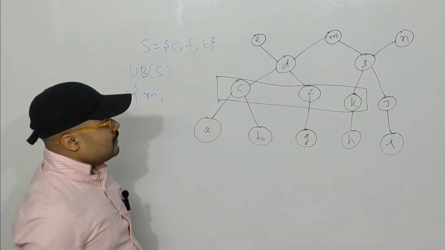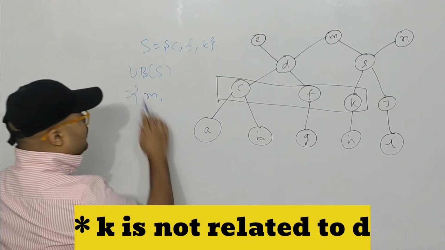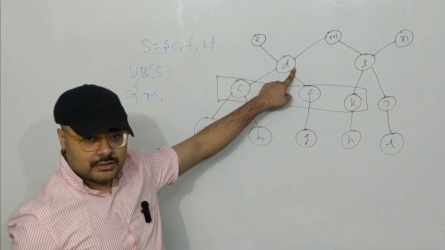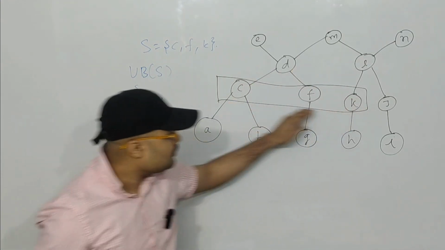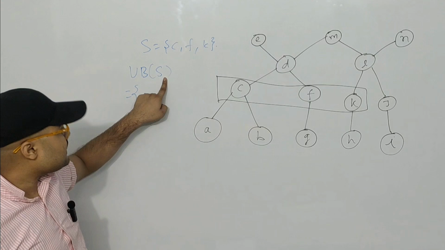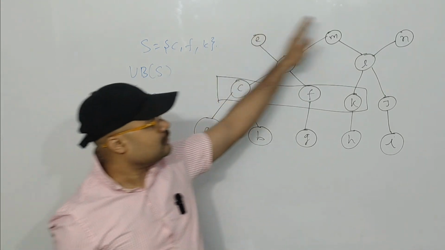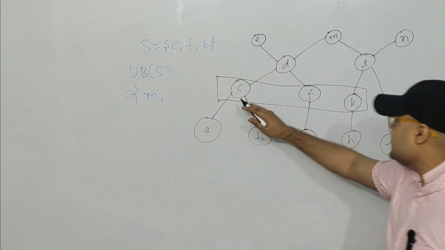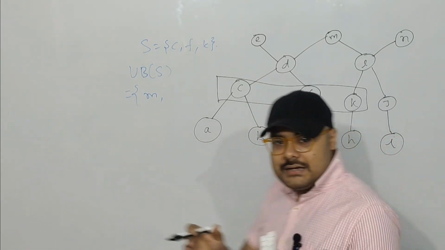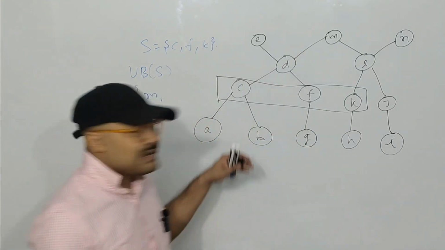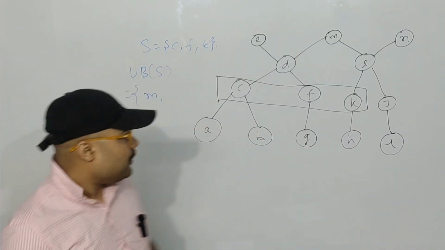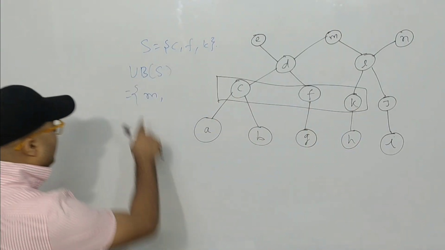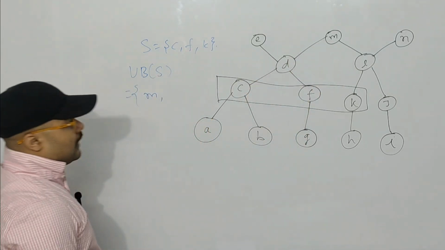Okay, what about D? D is not related to K, so it is not in the upper bound of S. C and F is related to D, but K is not related to D. So this D is not an upper bound to this set. Okay, so upper bound of any set S. This S is a subset of your partially ordered set. My partially ordered set contains all these elements, and C, F, and K is a subset to that. And to any subset of your partially ordered set, there is an upper bound to it. There is a lower bound to it. The upper bound is all those elements to which all the elements of the set is related to. Okay, so upper bound of S right now is M and nothing else.